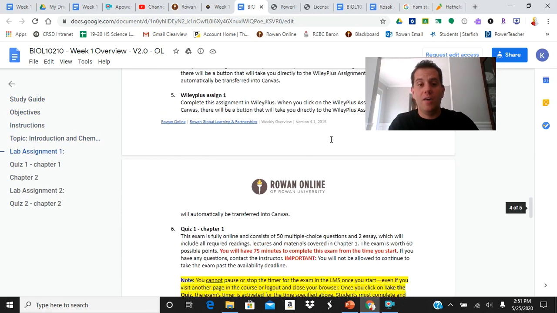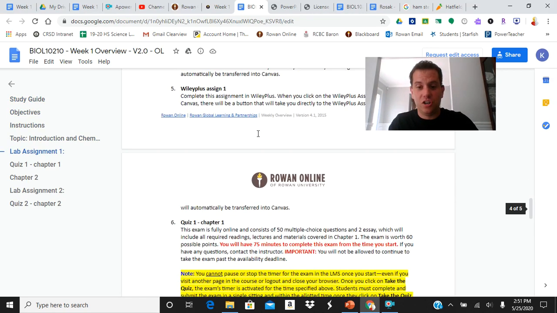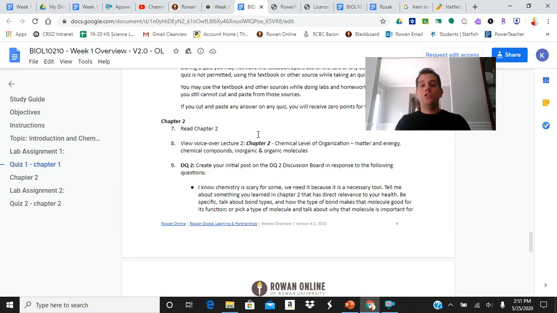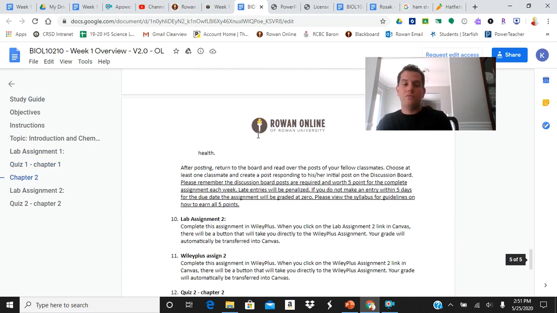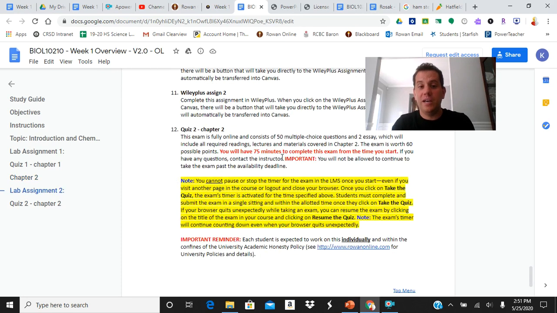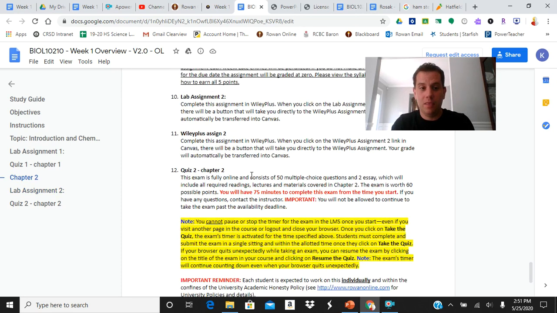And there's further explanation of each of these assignments on here. I'll send things out to you, like reminder emails, if there's anything coming up that I think I need to draw your attention to. But for the most part, everything you need to know is in this weekly overview, and it explains what all of the assignments look like, the exam, all of those things.